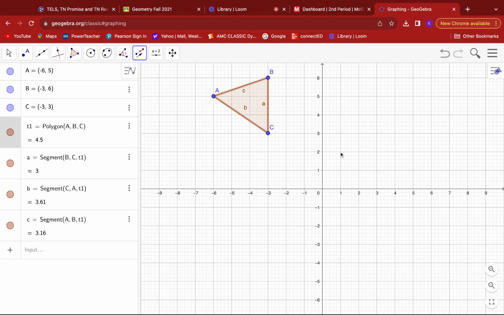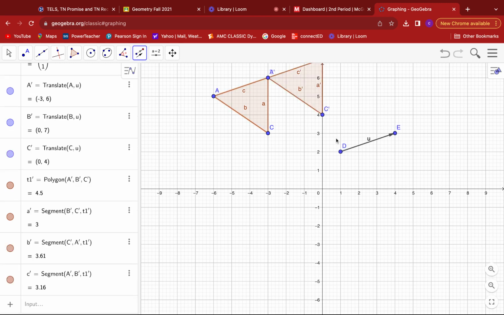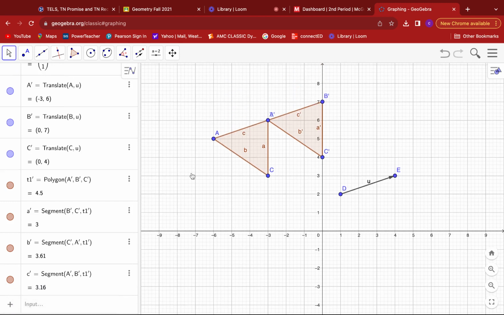So I'm going to give myself an initial point. And let's say that I want to move it right 1, 2, 3, up 1. So I'll go right 3, up 1, and I'll have to click to give myself my terminal point. And you'll notice that the figure does the translation for me. So same triangle, just moved it over. And then A prime, B prime, and C prime are created.